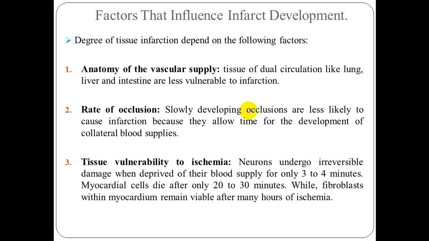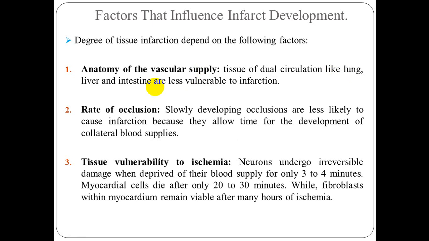Factors that influence infarct development. The degree of tissue infarction depends on the following factors. First, anatomy of the vascular supply. We said that tissues of dual circulation, like the lung, liver and intestine, are less vulnerable to infarction owing to well-nourished and oxygen delivery by the other circulation if one of the ways of circulation is occluded.